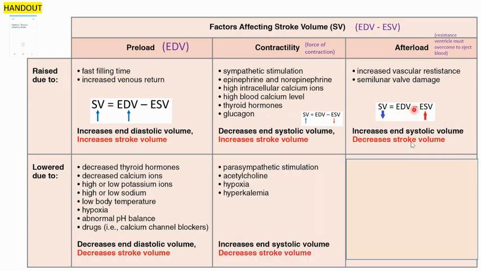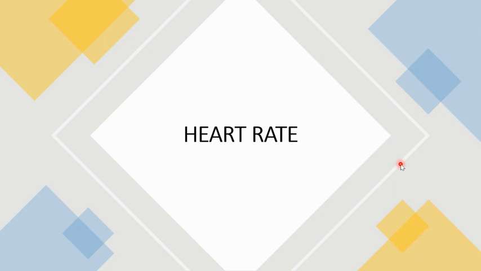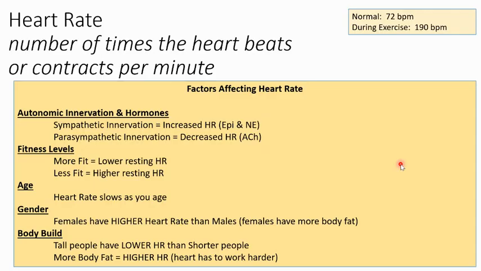Now, I'm not going to go through the ones regarding lowering because they're pretty much the opposites. Again, parasympathetic stimulation, you should know that acetylcholine is the neurotransmitter involved in parasympathetic stimulation, back from chapter 15. And then decreased vascular resistance. So if increased vascular resistance increases end systolic volume, which decreases stroke volume, then the reverse of that is going to be true.